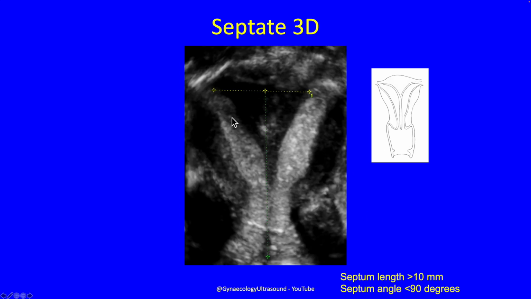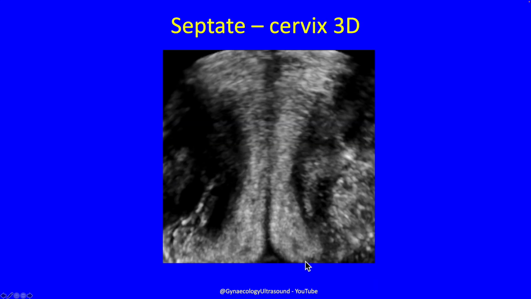In a septate uterus, again, you've got that normal fundal contour, but this dip now goes all the way through to the cervix. It's more than 10 millimeters in length. This is less than 90 degrees, but you can follow the septum all the way through. So this is a septate uterus.